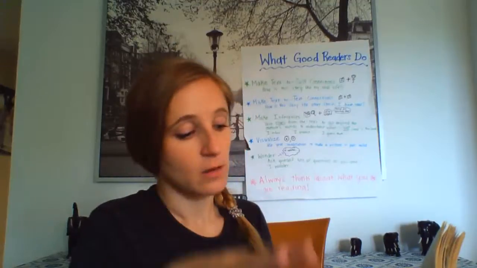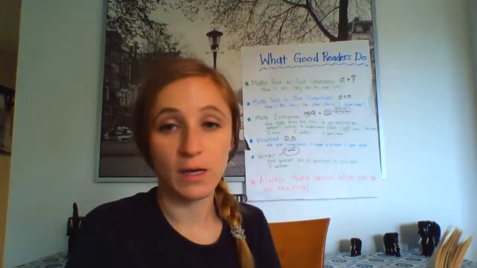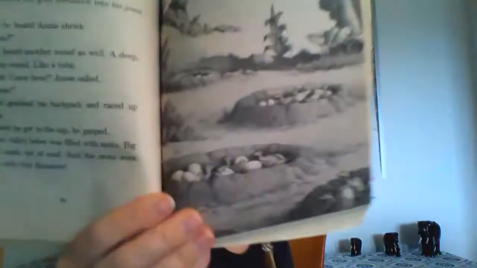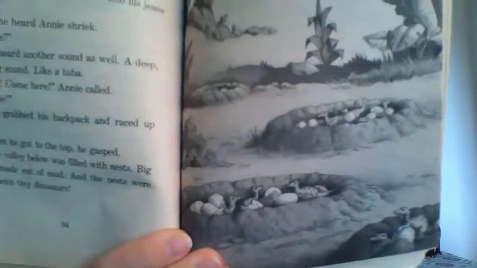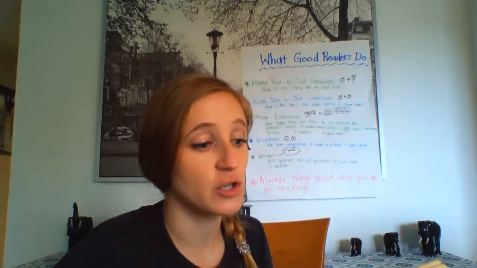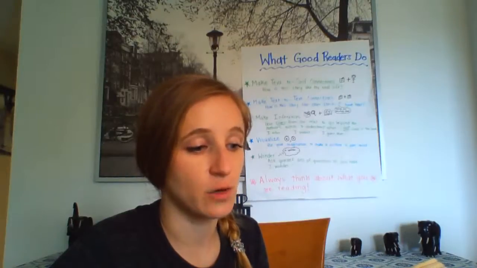"Jack, come here," Annie called. "Annie!" Jack grabbed his backpack and raced up the hill. When he got to the top, he gasped. The valley below was filled with nests, big nests made out of mud, and the nests were filled with tiny dinosaurs. Annie was crouching down low next to one of the nests, and standing over her was a gigantic duck-billed dinosaur.